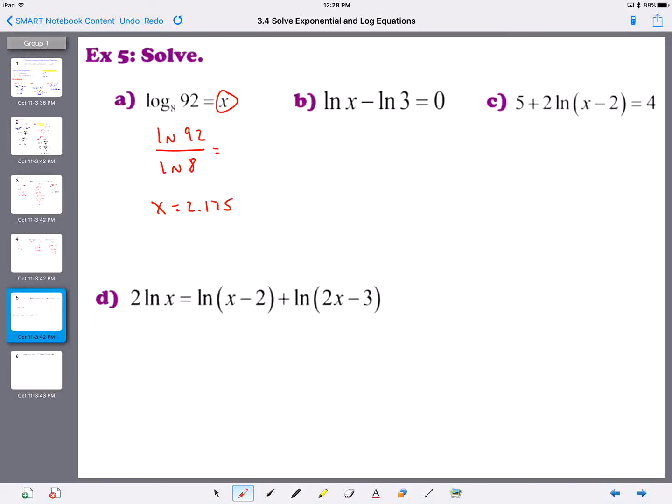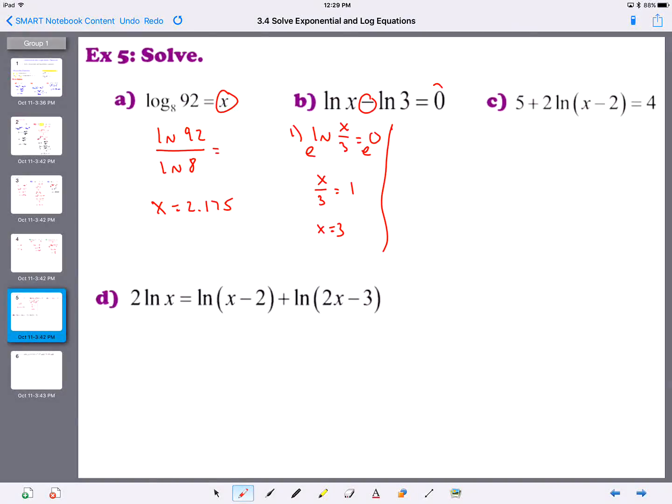B's an interesting one. You can kind of do it a couple different ways. I'll do it actually both ways so you can see it. So the first way is, okay, we're subtracting, so we're going to use division. That would be the natural log of x over 3 is equal to 0. It is natural log, so we can say e raised to both of those. That will cancel, leave you with x over 3. E to the 0, anything to the 0 is 1. And then you can multiply by 3 and get x equals 3. So that's one way to do it.